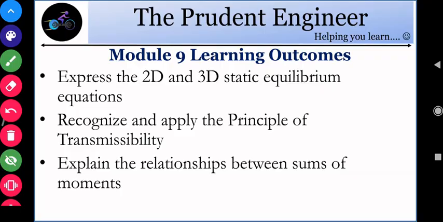Hello people, welcome to module 9 of Basics of Engineering Mechanics. In this module we will be learning how to express 2D and 3D static equilibrium equations. We will recognize and apply the principle of transmissibility and we'll explain the relationship between the sums of the moments.